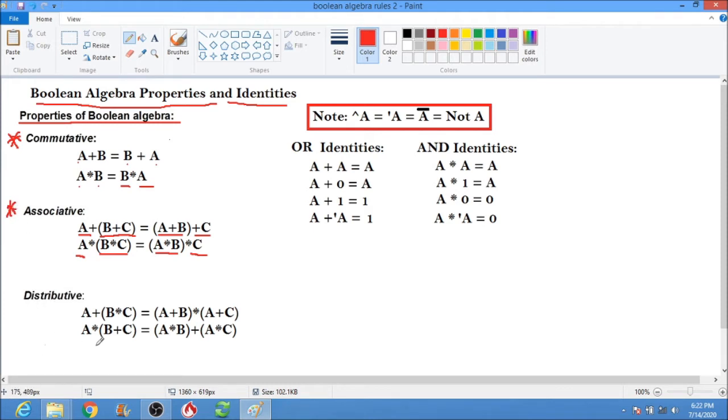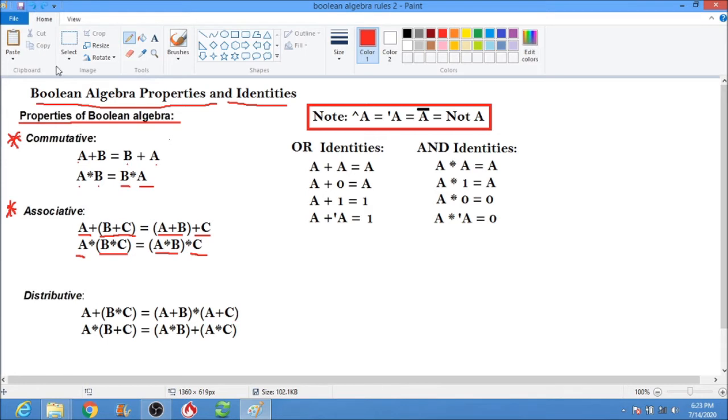For the distributive property, we have A plus B times C is equal to multiplying A plus B, and in the middle is your times, your AND gate, and then A plus C. Meaning A plus B times C is equal to A plus B times A plus C.